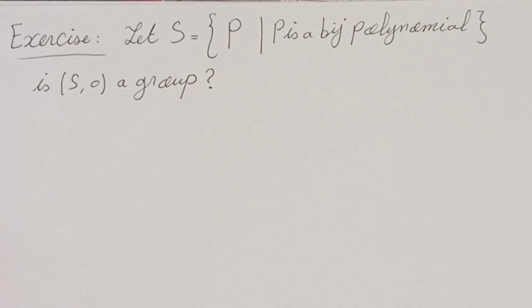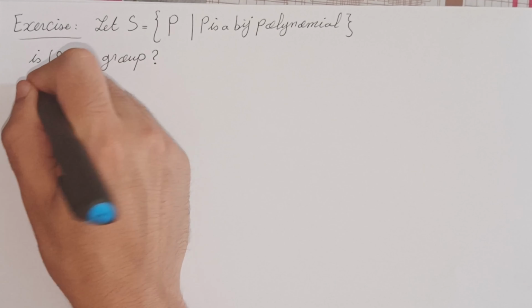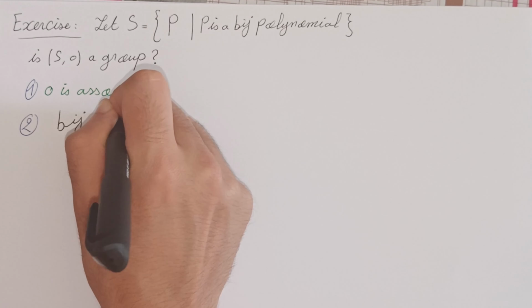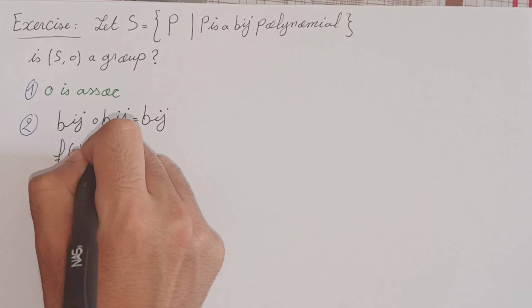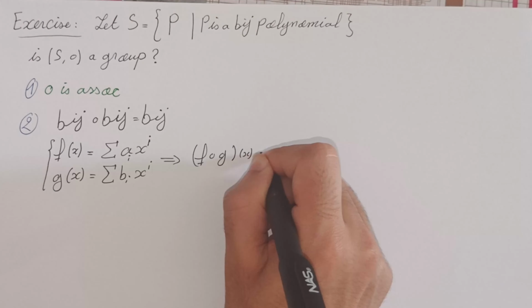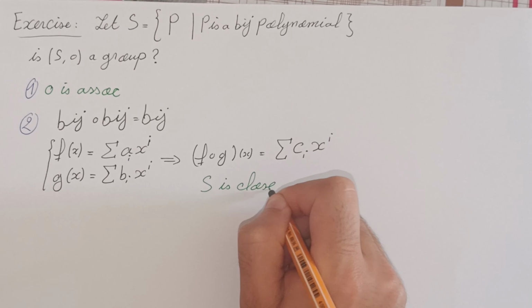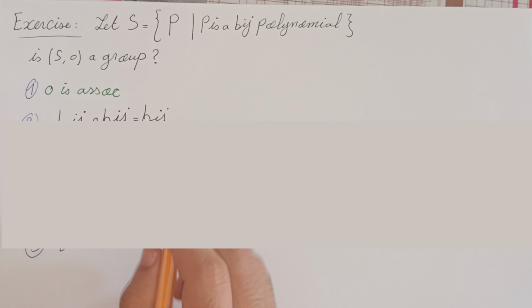Here is another exercise for us. Is the set of bijective polynomials under composition a group? We already checked the associativity of composition. The closure is easy to check. Bijectivity is preserved under composition, and composing a polynomial with another polynomial always produces a polynomial. The identity element for composition is a bijective polynomial itself.